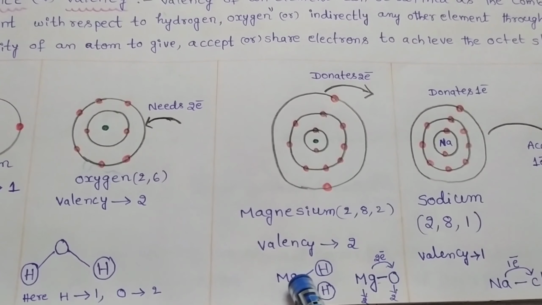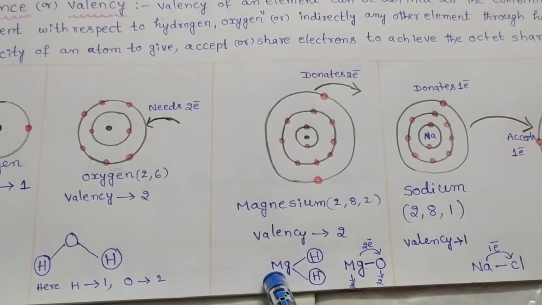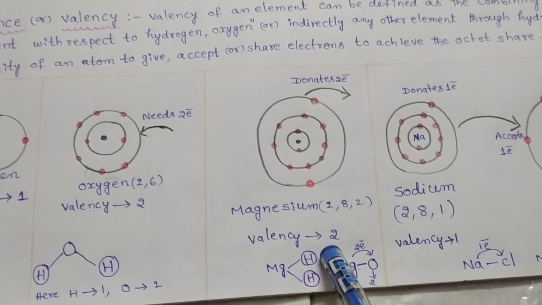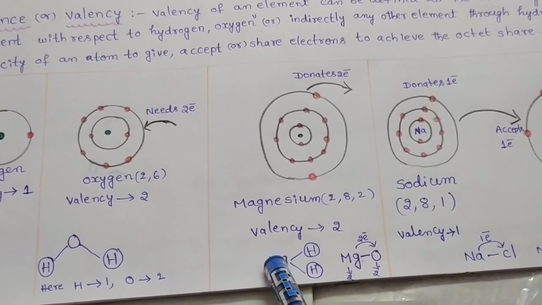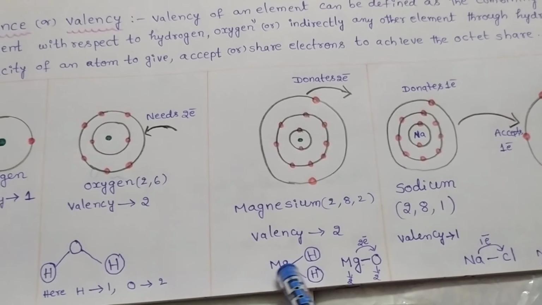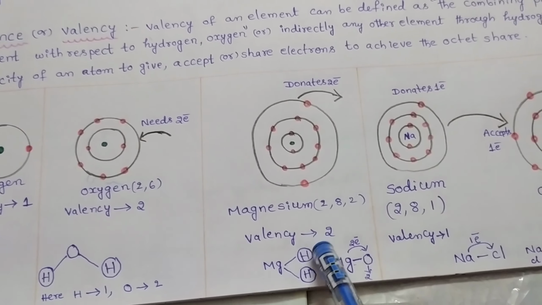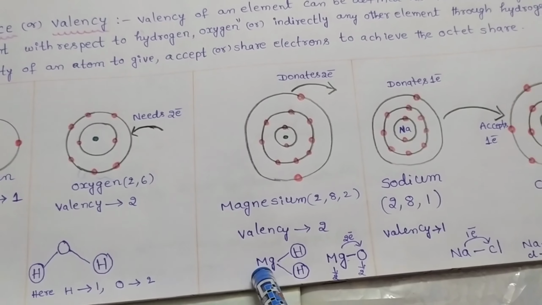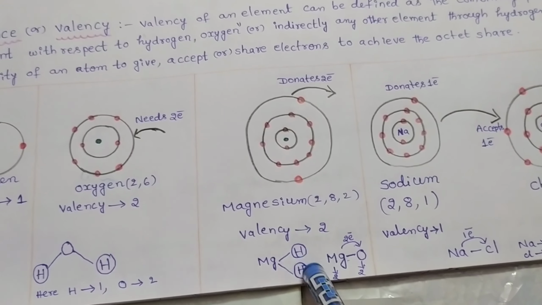We can take one example. This magnesium contains 2 valence electrons. So it will donate them easily to 2 different hydrogen atoms and form the bond MgH2. Here, the magnesium valency is equal to 2. Here, each hydrogen will gain 1 electron from this magnesium atom. So hydrogen valency is equal to 1.